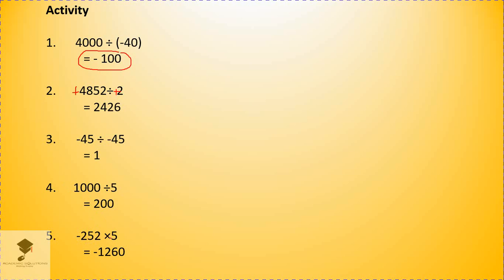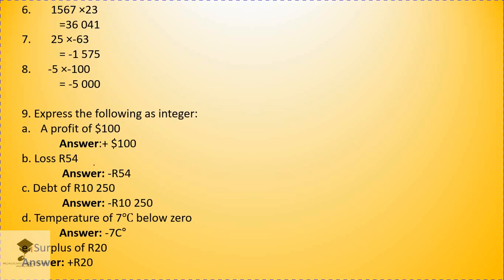Minus 252 times 5 equals minus 1260, because negative multiplied by positive gives us a negative. Let's move on to the next one. 1567 multiplied by 23. Both numbers are positive, so our answer is also going to be positive. So this number multiplied by that number gives us 36,041. Let's move on to the next one.